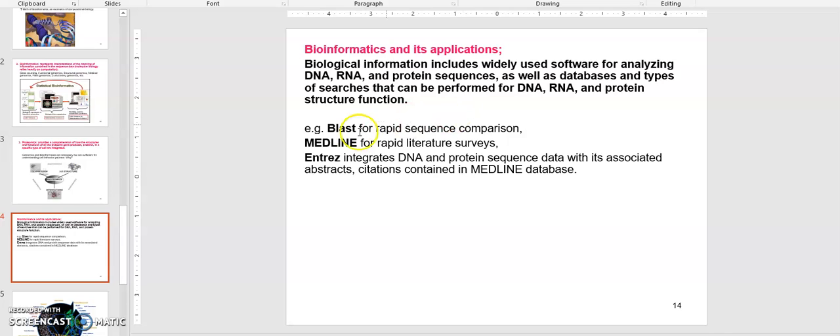And Medline is a search engine that allows you to find professional journal articles. You can easily find them. Entrez also integrates DNA and protein sequence data with the associated abstracts, citations, and journal articles together. So these are all important search engines. Whatever DNA sequence or protein structure you studied is normally published. There should be associated papers and research articles out there. So if you use these search engines, you'll be able to find that information.